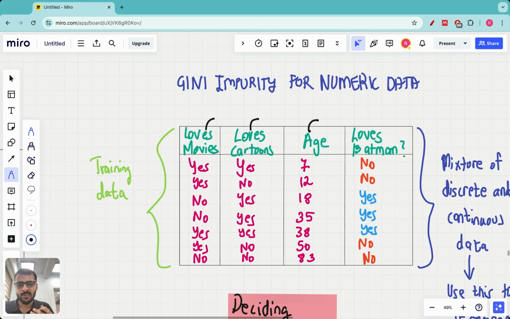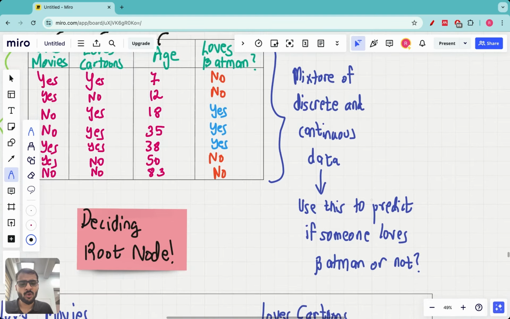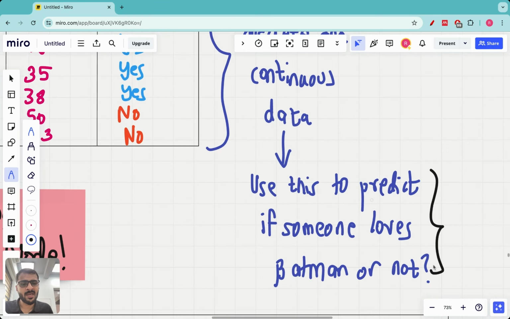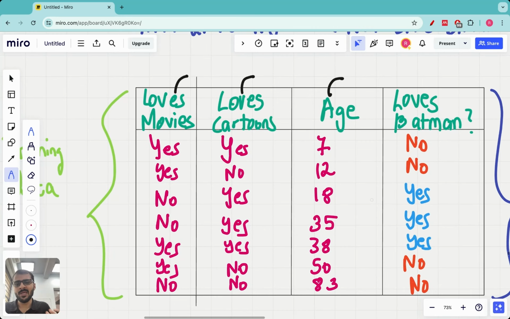The goal or the problem which we are trying to solve is that based on this training data, we want to use it to predict if an entirely new person loves Batman or not. So, for example, if you meet a new person and ask them, do you love movies, do you love watching cartoons, and what is your age? Just based on these three pieces of information about the new person, can you predict to the best of your abilities whether that person is going to love Batman or not? This is the main problem which we are trying to solve.